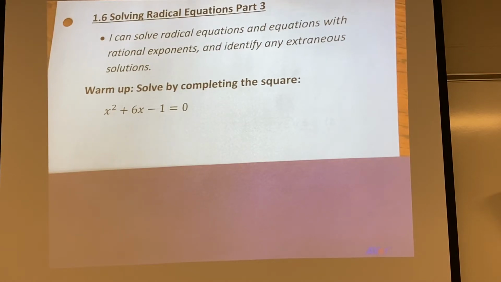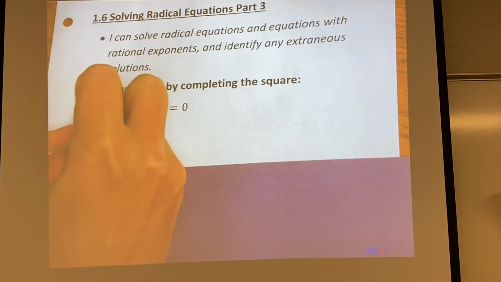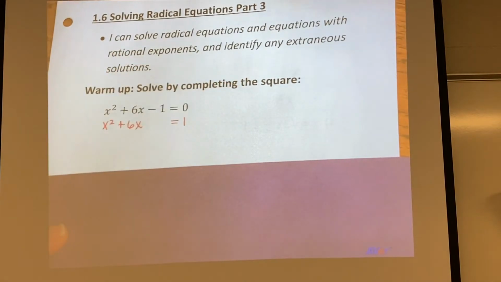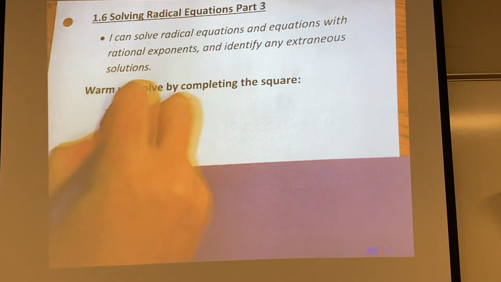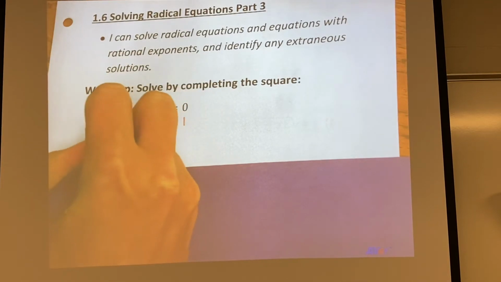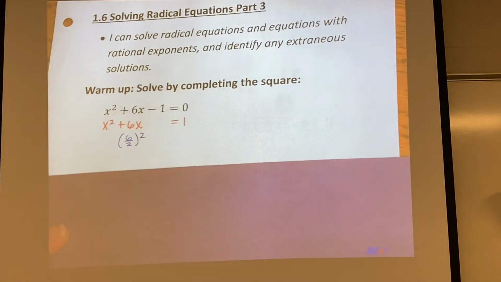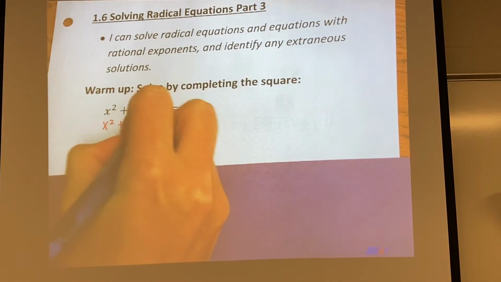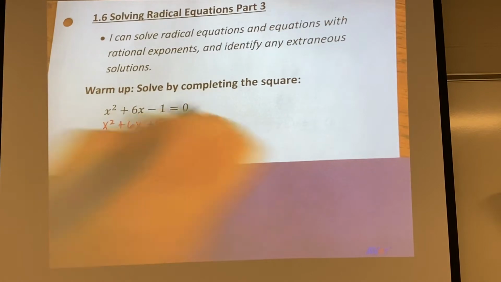Remember, when we're completing the square, we're always going to move c to the other side first. So we have x squared plus 6x. We're going to add that 1 over. Then we're going to take our b value, divide it by 2, and square it. We're going to add that number to both sides, so that equals 9. So we're going to add the 9 to the left and to the right side.